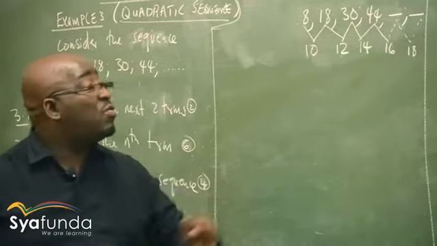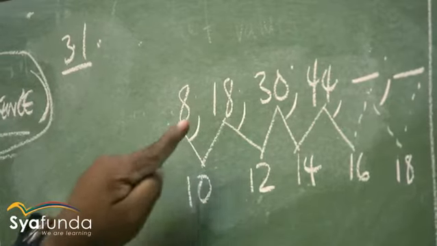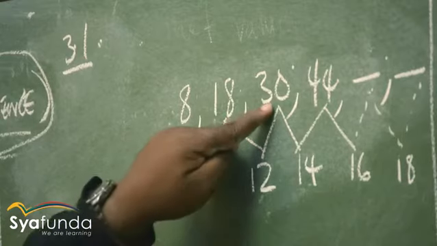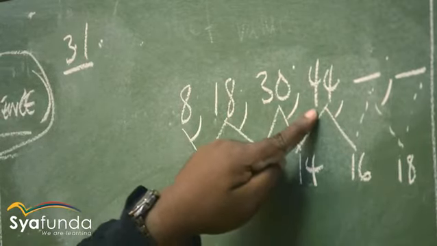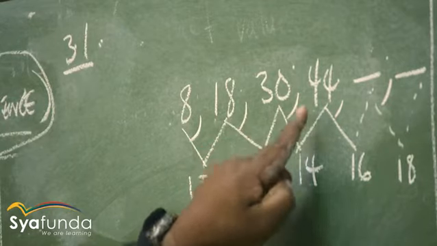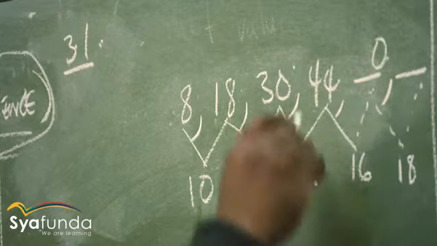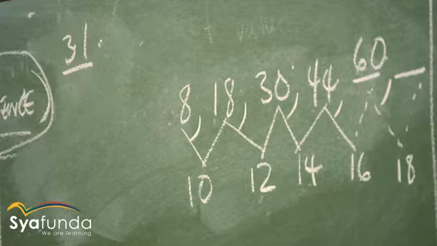Remember that in this case, we're looking for these two terms. Let's do this again. 8 plus 10, it's 18. 18 plus 12, it will give us 30. 30 plus 14, it will give us 44. So the next term, 44 plus 16, what does it give us? 4 plus 6 is 10. 4 plus 1 is 5. Carry 1 is 6. So it's 60. So the next first term will be 60.